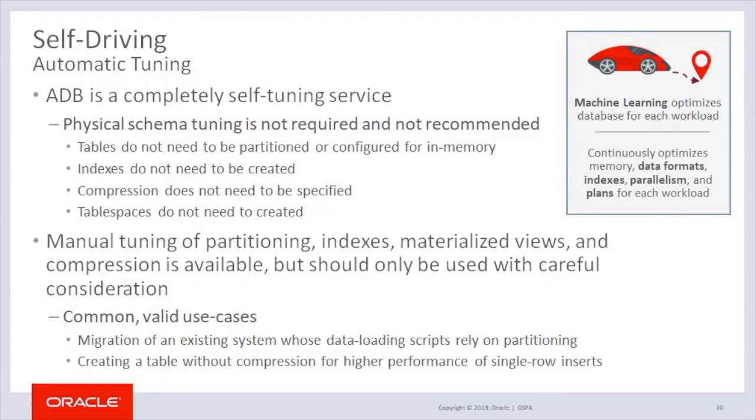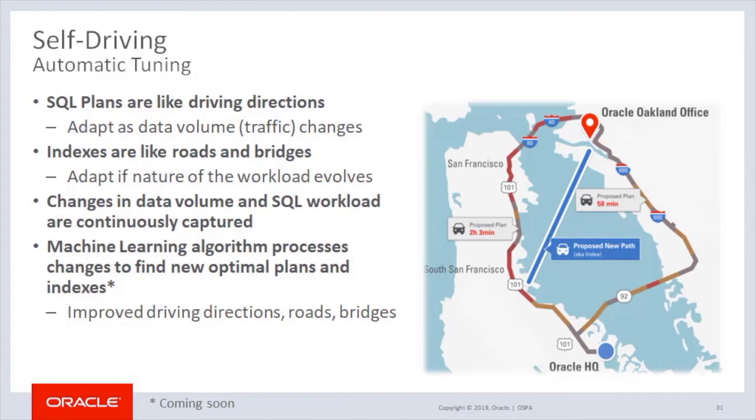Manual tuning of partitioning, indexes, materialized views, and compression is available, but should only be used with careful consideration, such as in cases where migration of an existing system whose data loading scripts rely on partitioning or indexing is used for referential integrity. Oracle execution plans are like driving directions. They will change as the data distribution changes, data volumes, and statistics. Indexes can be thought of as roads and bridges. With auto-indexing, new roads will be added as the workload continues.